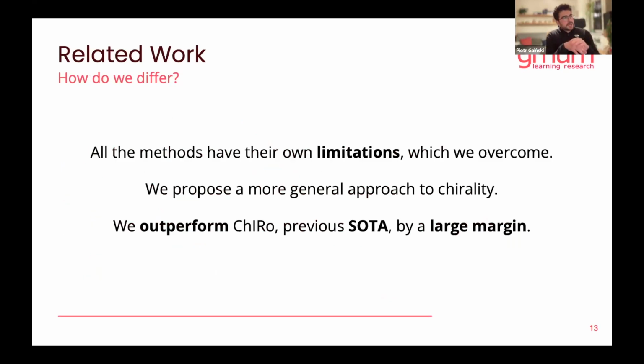Okay. And what we have done by introducing our model: all the methods have their limitations, and we overcame them. Moreover, we proposed a more general approach to chirality, which is not only designed for molecules, but for, I believe, much more chiral-sensitive graph tasks. And moreover, we outperform the aforementioned Chiro by quite a significant margin.